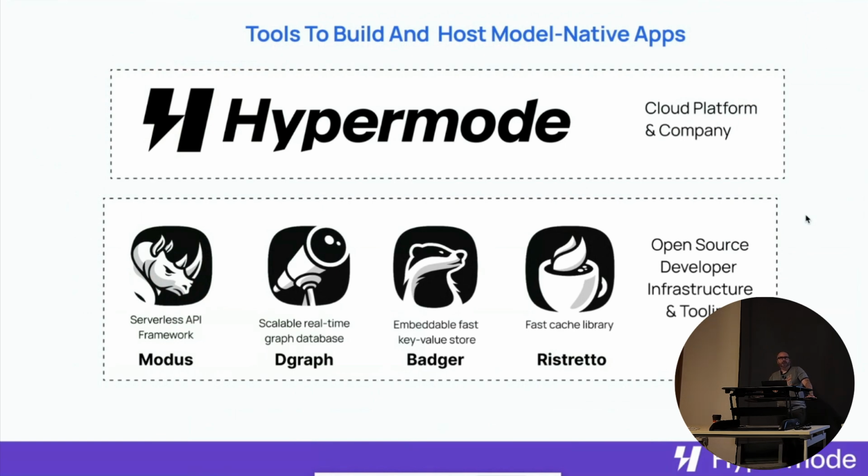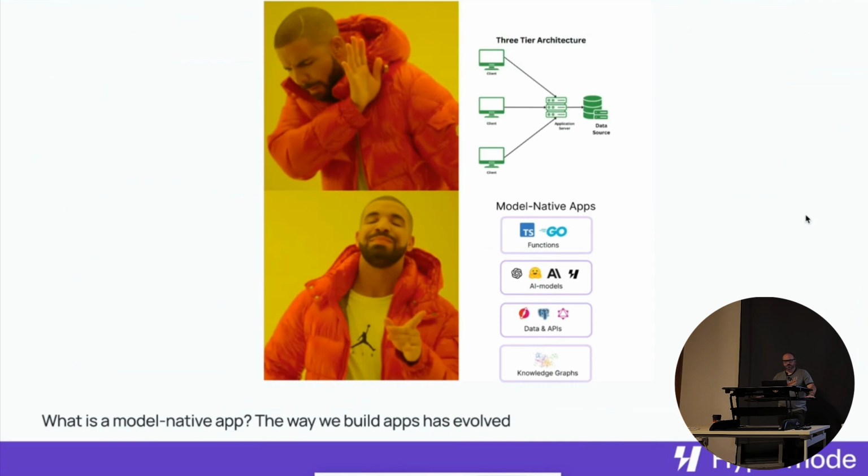So at Hypermode, we build and maintain open source projects to make it easier to build and host model native apps. This includes Modus, which is a serverless API framework, Dgraph, which is a scalable real-time graph database, Badger, which is a key value store, and Ristretto, which is a cache library. All these tools are open source, but we aim to be the best cloud hosting experience for these tools.